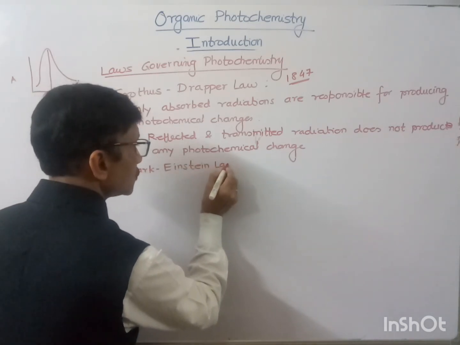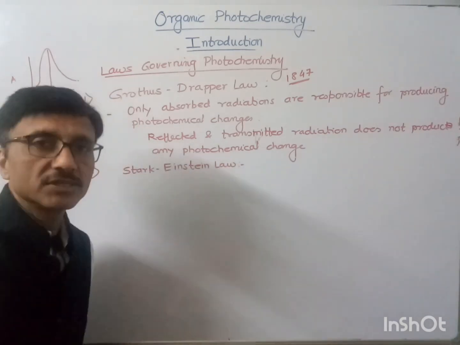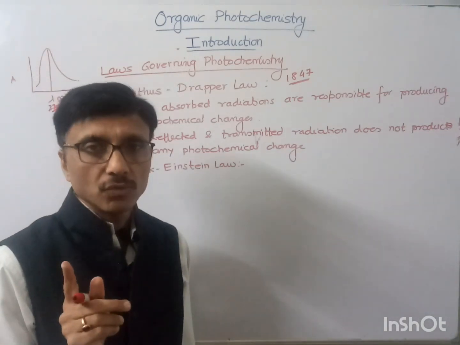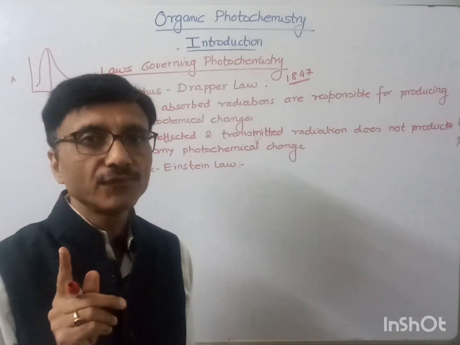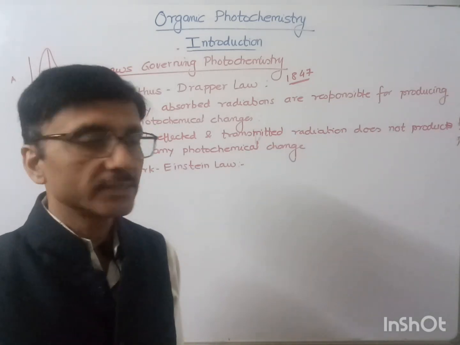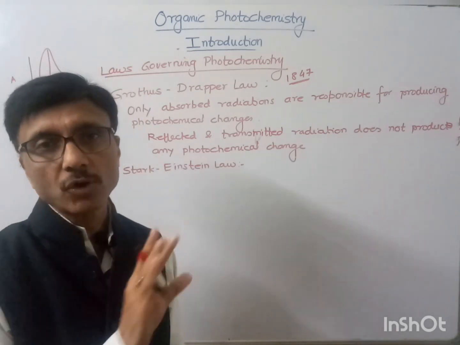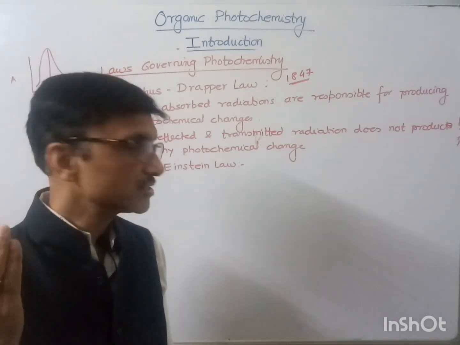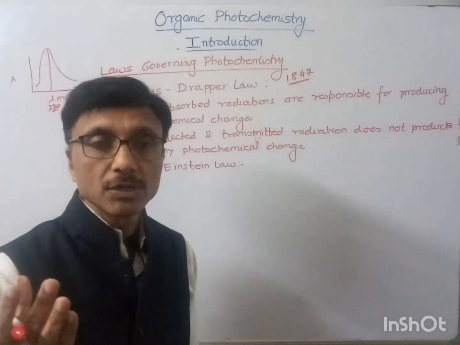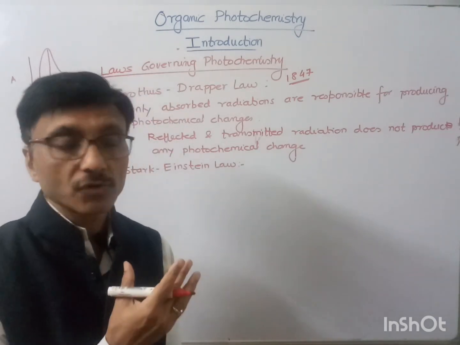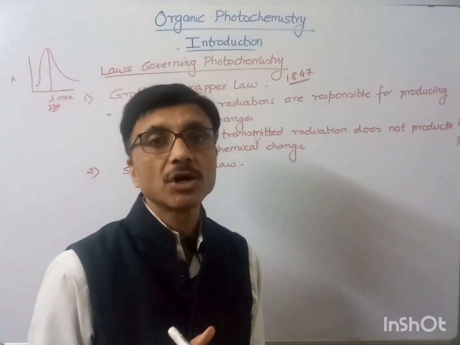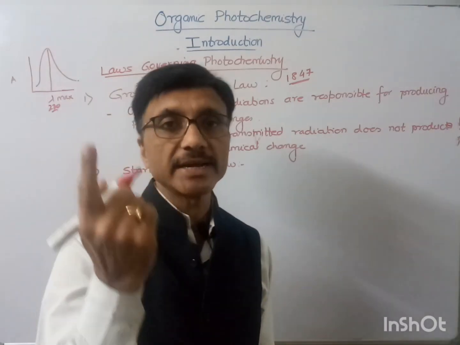Einstein law. So according to this law, what does this law tell? This law tells one molecule absorbs only one quanta or one photon of light. One molecule cannot absorb two photons of light or two quanta of light. So this is also a very simple law, but it has a lot of meaning. One molecule absorbs only one quanta of light for getting excited.